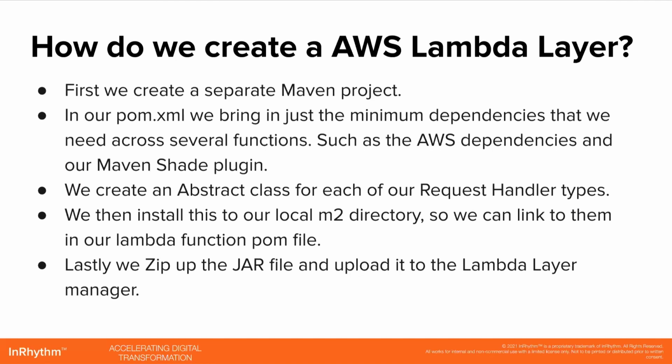So again, we'll do a simple Maven project. In our POM, we're just going to bring in the minimum pieces we need, and we'll write a couple of abstract classes. One is going to handle input stream types, and another one takes in, I believe, just a string, but we'll see that in just a minute. Then we'll also look at installing this to our M2 directory, which you'll need to do if you're running locally to do your import. And lastly, you have to zip up this jar file to upload to the Lambda layer, because it does not accept just a .jar. It has to be a zip.